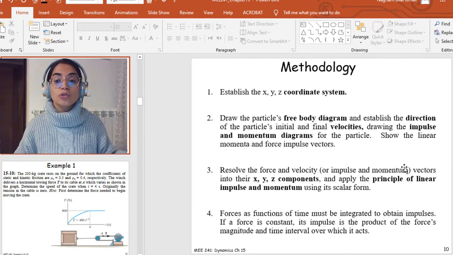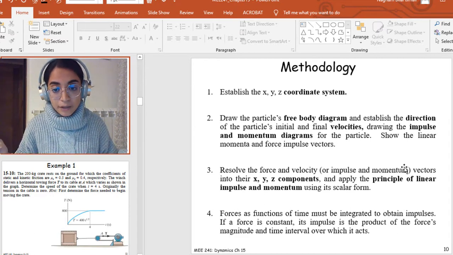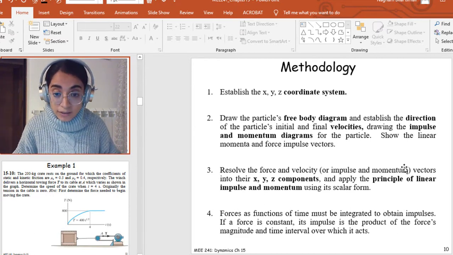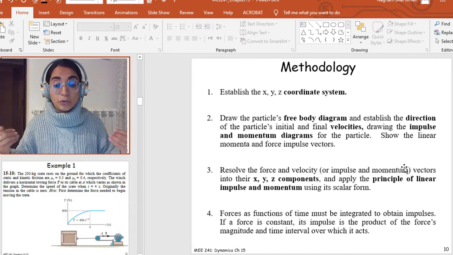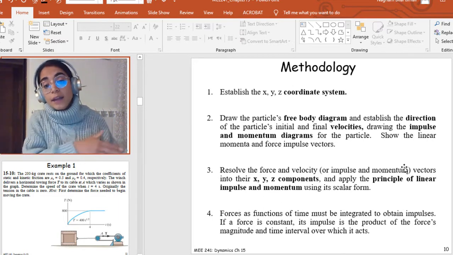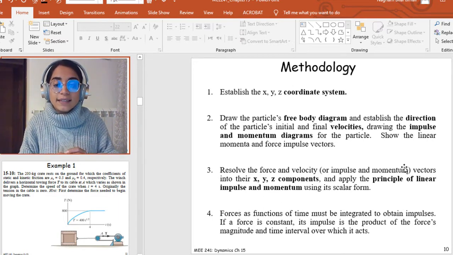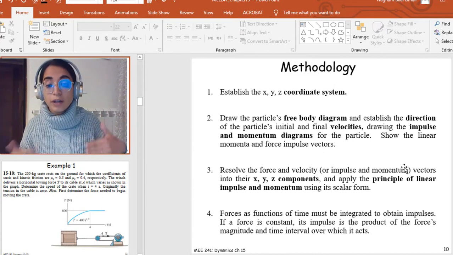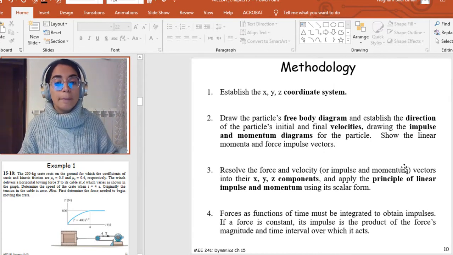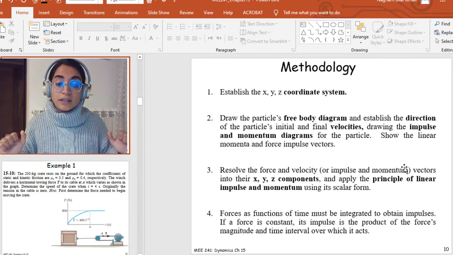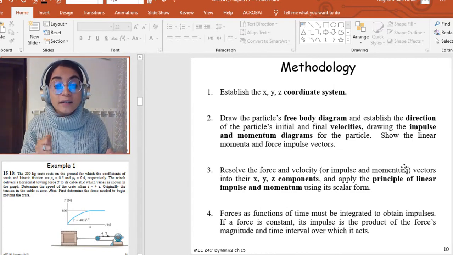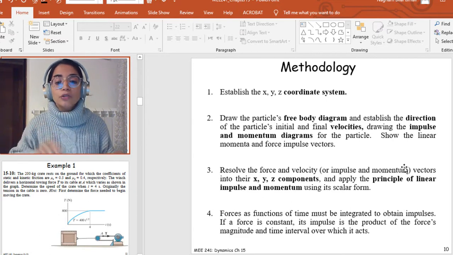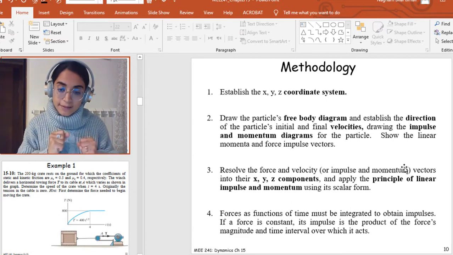And I also should draw the impulse and momentum diagrams for the particle. The impulse, it means its integration with respect to time. And then I should resolve the force and velocity vectors into their x, y, and z components. So I'm converting the vector equation into scalar equation, and then I can apply the principle of linear impulse and momentum. And then guys, don't forget the forces must be integrated with respect to time to obtain the impulses.